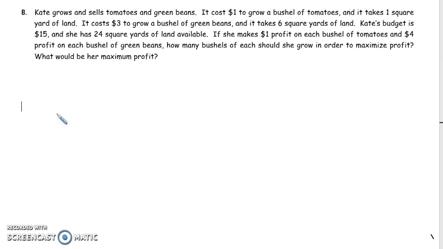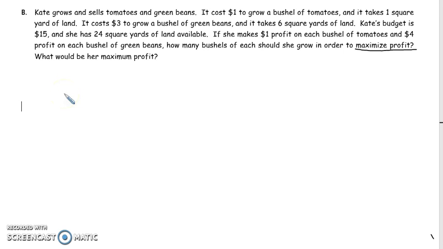And then step four, you need to optimize each situation. Optimization means either find a maximum or a minimum. In this case, it's called a maximum. You're looking for a maximum profit. So Kate grows and sells tomatoes and green beans. I'm going to let you pause the video and read through it and try to set up the equations. So I'm going to click pause right now and give you a few seconds to do the same. So please pause this video.